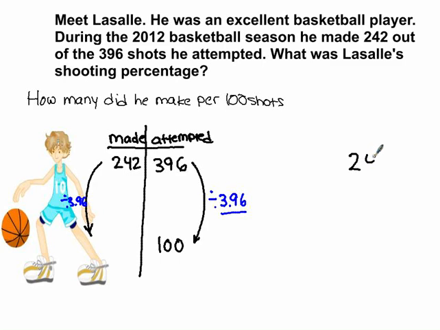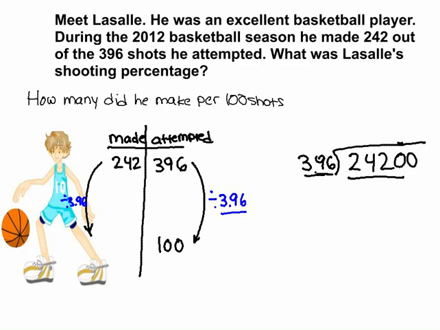242 divided by 3.96. Now I want to get this to be a whole number because I know dividing by decimals is really difficult. So I'm going to make this 100 times bigger to call it 396. And so I'm going to have to make this 100 times bigger as well. So now it's 24,200 divided by 396.